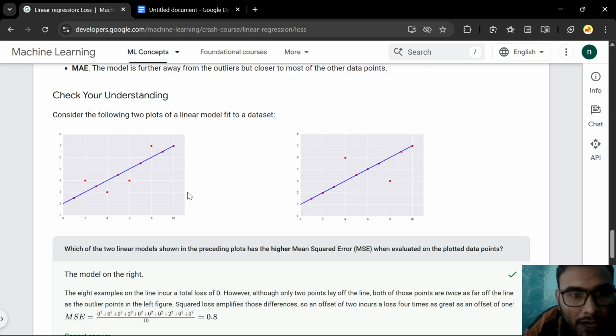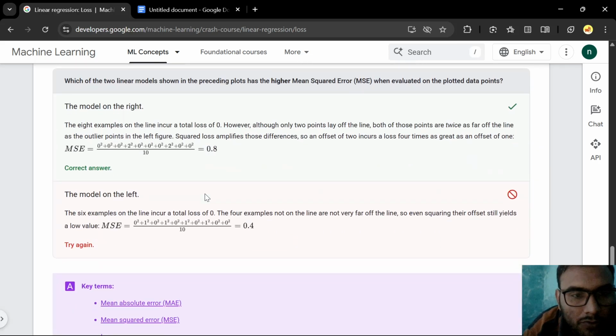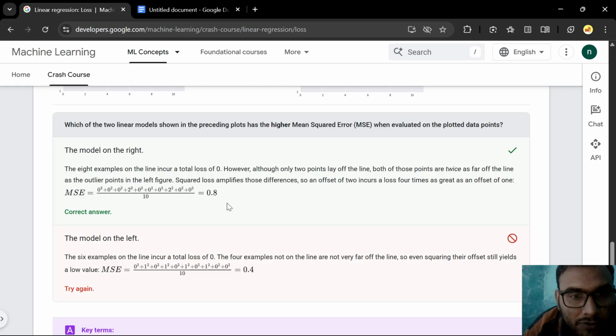It has more outliers: 1, 2, 3, 4. So if you calculate, six examples on the line incur a total loss of zero. The four examples not on the line are not very far off from the line, so even squaring their offset still yields a low value. So this means it has a higher value, and this is a lower value.